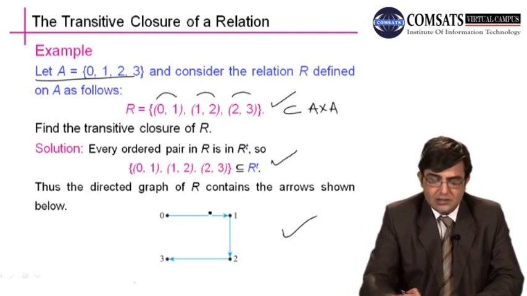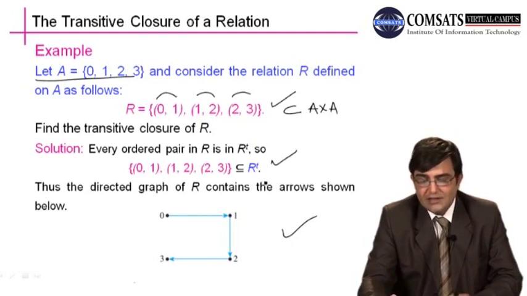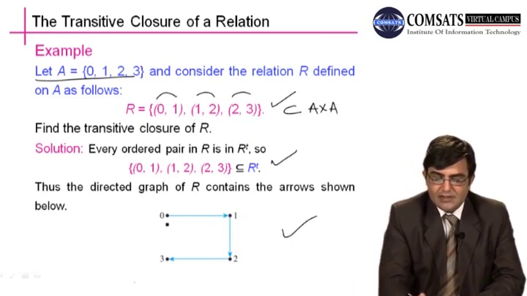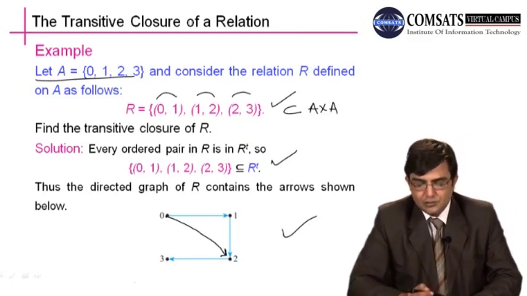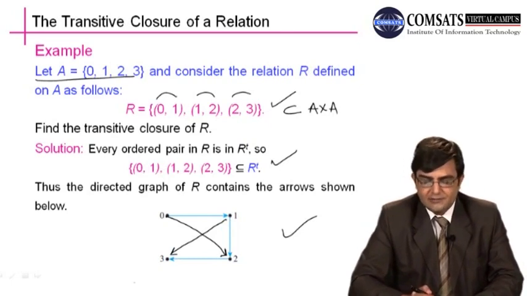For RT to be a transitive closure of a relation, or a transitive relation, we must have 0 to 1, 1 to 2, and 0 to 2. 0 must be related to 2, and if we have 1 to 2, 2 to 3, we must relate 1 to 3 also to satisfy the transitive property.